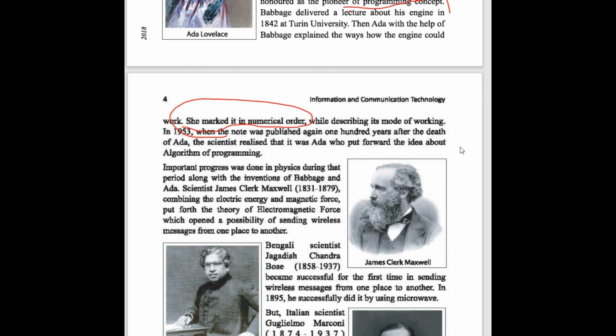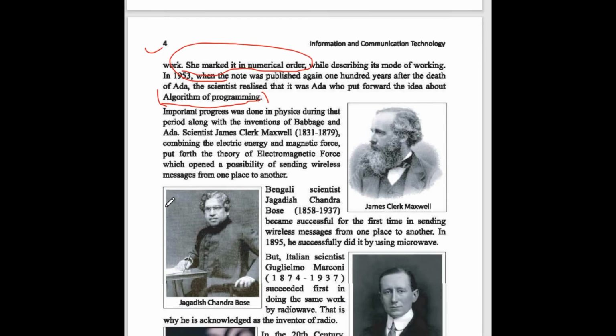While describing its mode of working in 1953, when the note was published again 100 years after the death of Ada, the scientists realized that it was Ada who put forward the idea about the algorithm of programming. So, who was the pioneer of the algorithm of programming? She is Ada Lovelace.